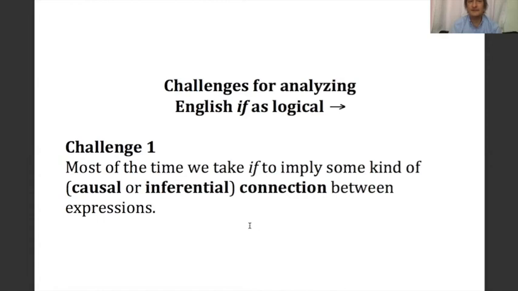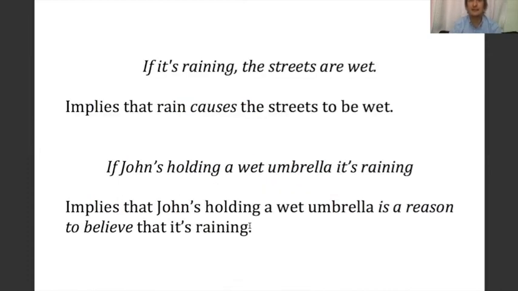But the first challenge is this, that most of the time we take if to imply some kind of a connection between expressions. That connection can be a kind of a cause, or it can be some kind of an inference that we can draw between sentences. So for example, take the sentence, if it's raining, the streets are wet. This seems to imply that rain causes the streets to be wet. But arrow says nothing about cause. It only talks about truth.